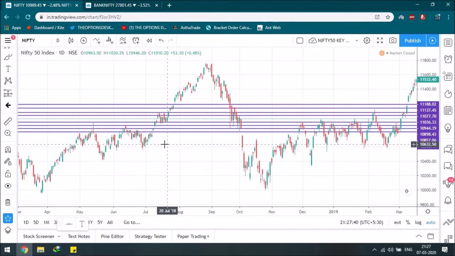Okay, 20th of July 2019, you can see I am not faking anything. I'm just marking in front of you so that a layman can also learn how I'm marking the levels, and you can also practice on it. And you can also send me charts. I love to see the charts.